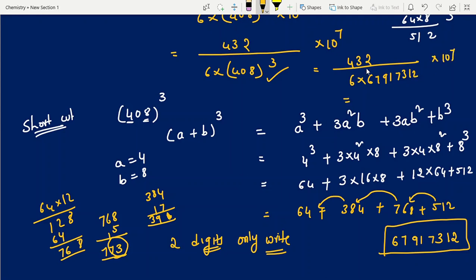If you simplify this one, here simplification again, it will take time. After simplification, you will get answer 0.000. Okay.